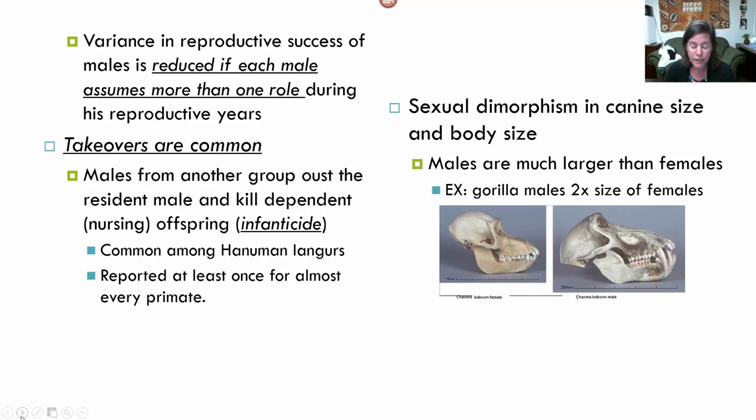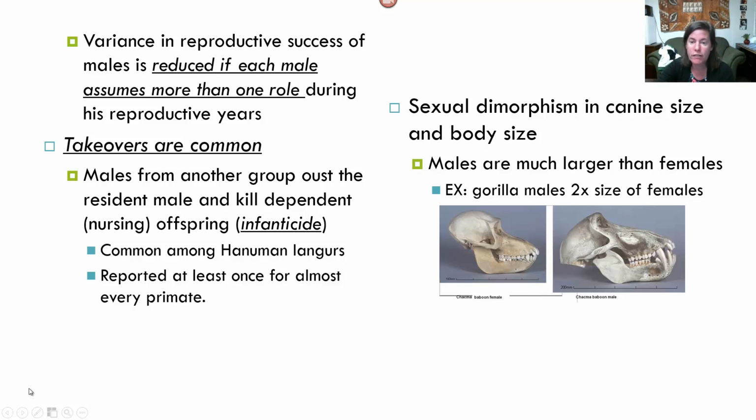This is very, very common in Hanuman langurs, which occur in Asia, and it's been reported at least once for every single primate species known to mankind. So it's a relatively common behavior, but it is exceptionally common in single male, multi-female species.